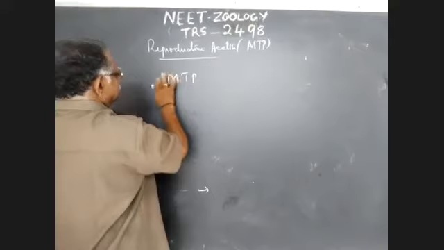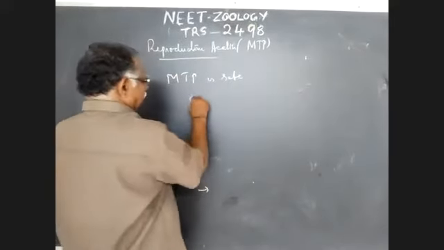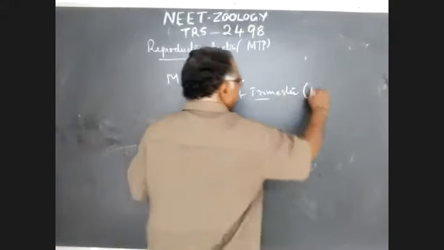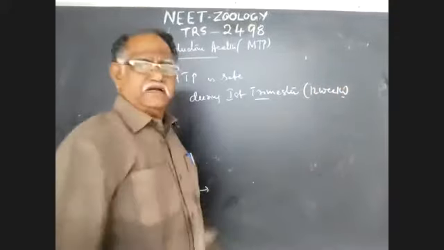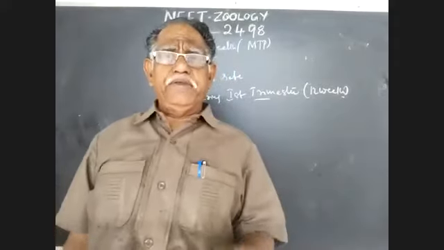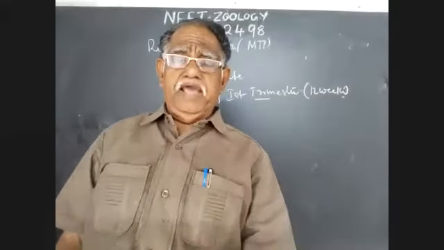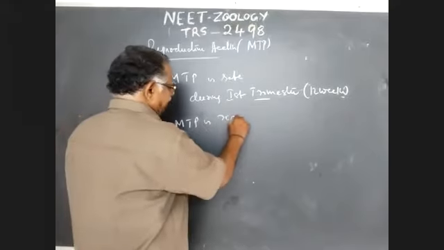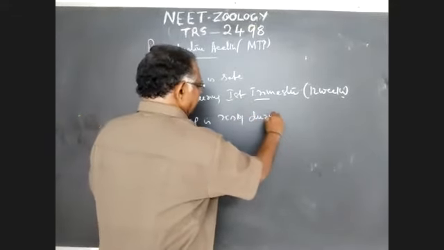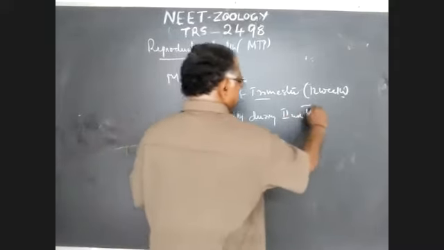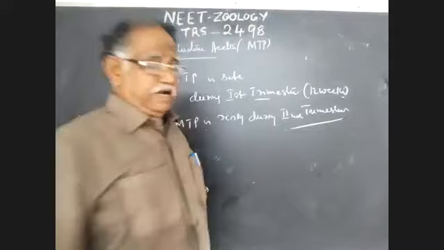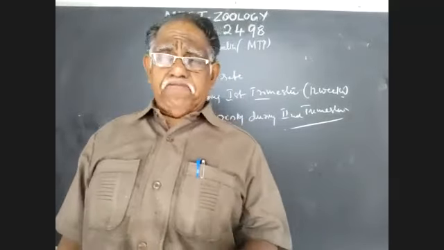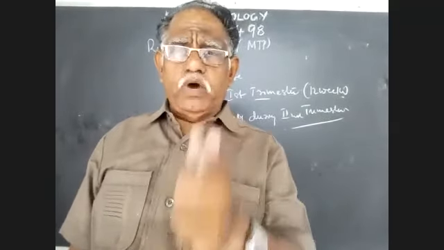MTP is said to be done during the first trimester. That means first 12 weeks, 3 months. Trimester means first 3 months. So MTP is recommended and it is safe for the female if it is performed during the first trimester. And MTP is risky during the second trimester. And in the 7th, 8th, and 9th months, MTP is not recommended by qualified doctors. Even performing MTP during the second trimester is risky, but a qualified doctor can do it.